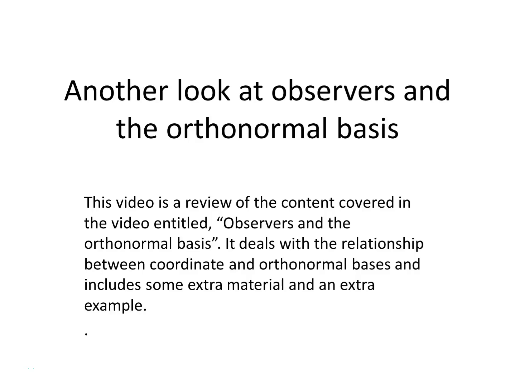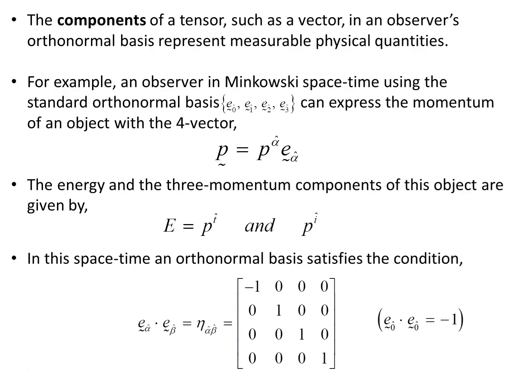This video is a review of the content covered in the video entitled Observers and the Orthonormal Basis. It deals with the relationship between coordinate and orthonormal bases and includes some extra material and an extra example. So the components of a tensor, such as a vector, in an observer's orthonormal basis represent measurable physical quantities.